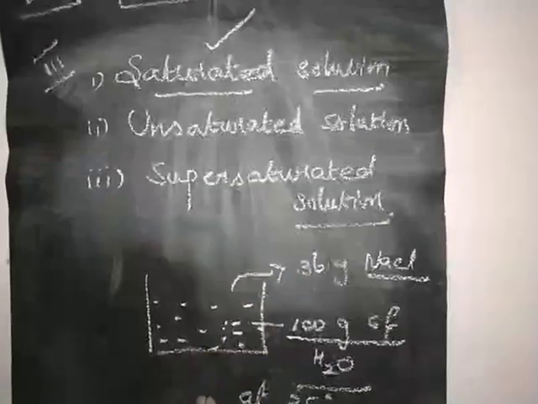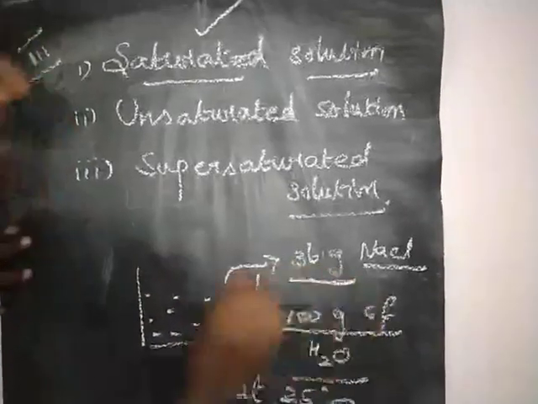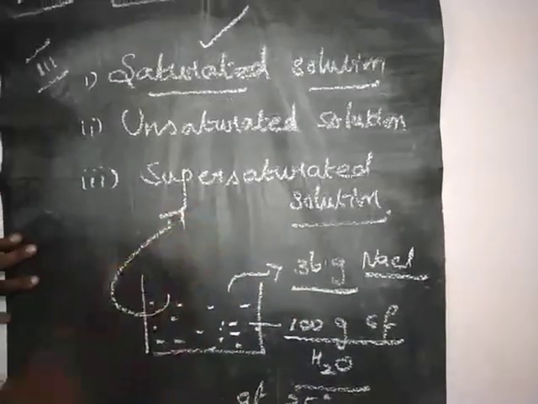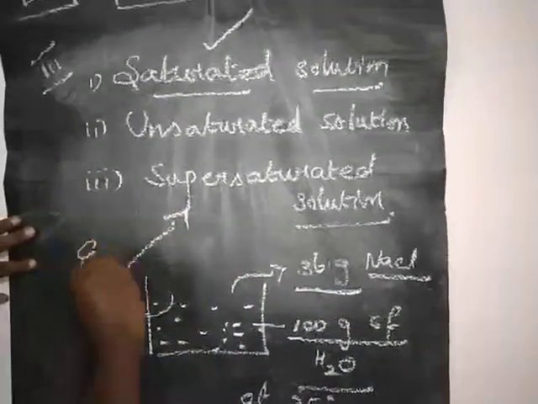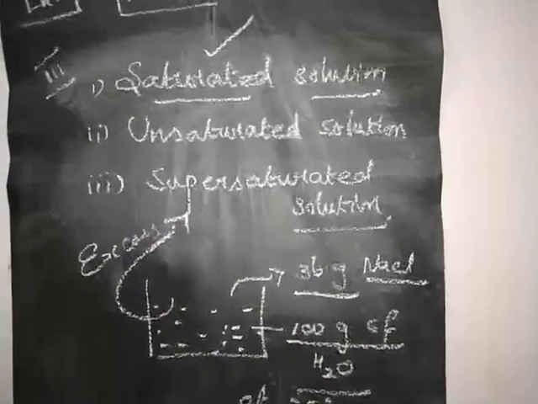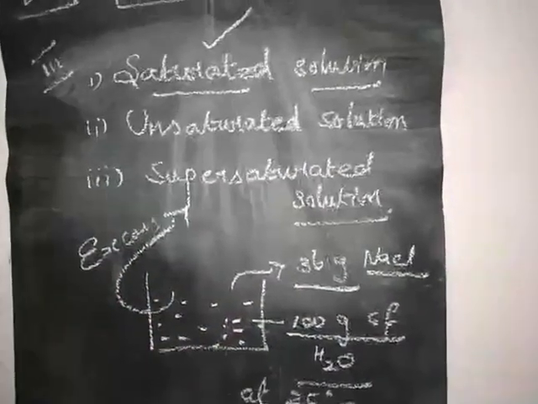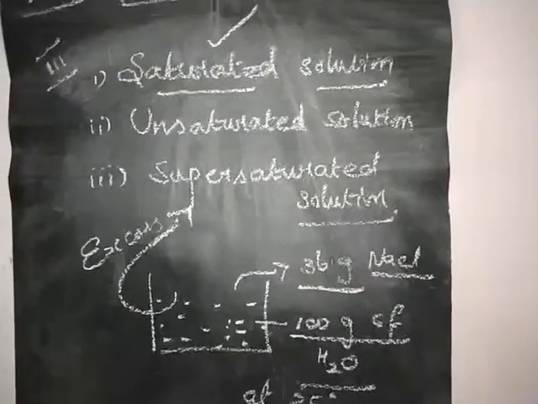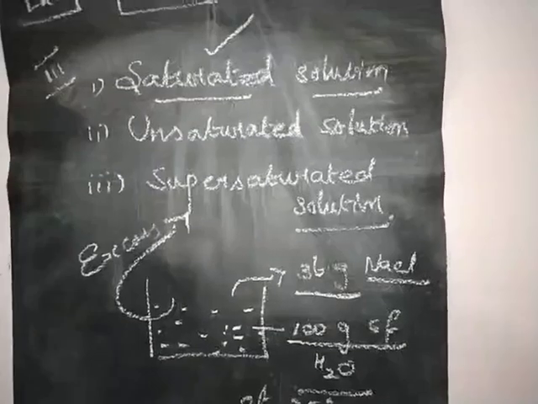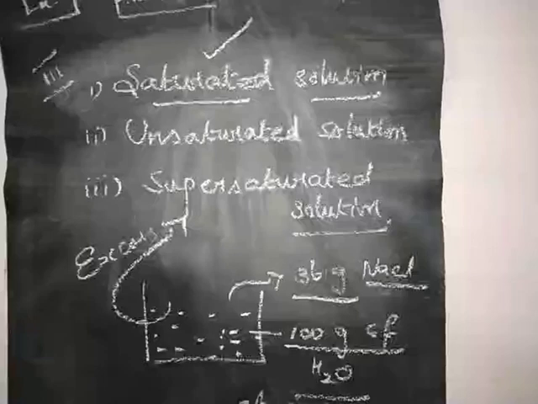Suppose we add an excess of sodium chloride, that is, more than 36 gram. What will happen? The solution becomes supersaturated. If we further add excess solute, the solution becomes a supersaturated solution. What is the definition of supersaturated solution? A supersaturated solution is one that contains more solute than the saturated one.